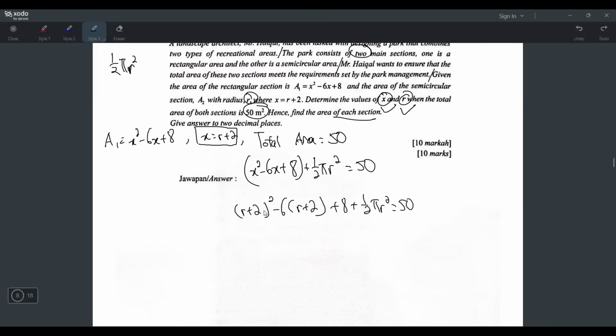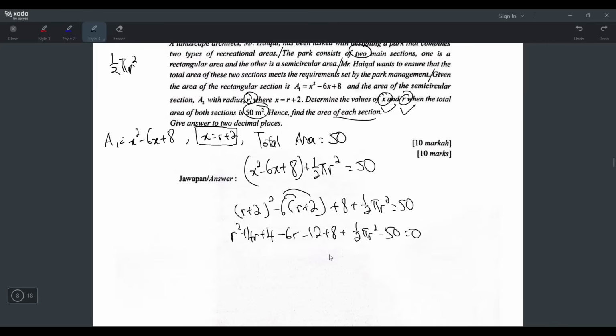So definitely it will be a quadratic equation later. So let's arrange it into general form first, with everything on one side equal to 0 lah. This one expands: r squared plus 4r plus 4. And then minus 6r, and then minus 12, plus 8, plus 1 over 2 pi r squared, and then 50 minus 50 equals 0.